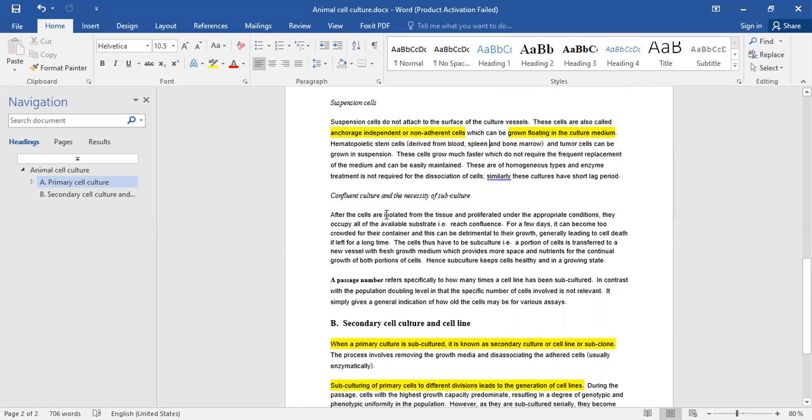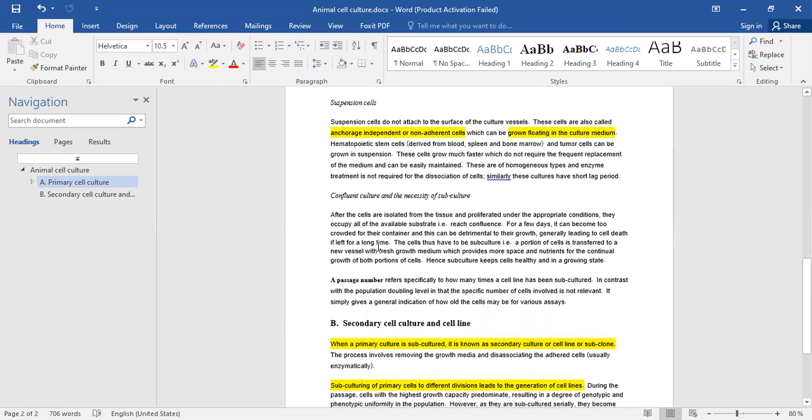Next is when we need to subculture these cells. As we know, the primary cell culture can grow and divide for a limited period of time. When that time is reached and no growth is observed in the cells, then these cells will be subcultured. This subculturing depends on the exhaustion of the culture media. When the cells have utilized all the media, they will not grow and they will not divide. So at that time, we need to subculture.